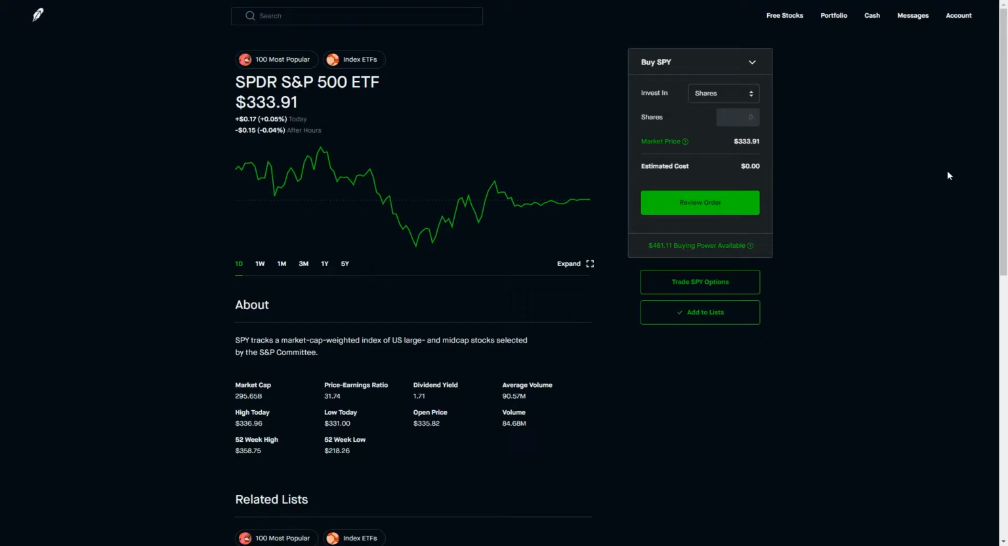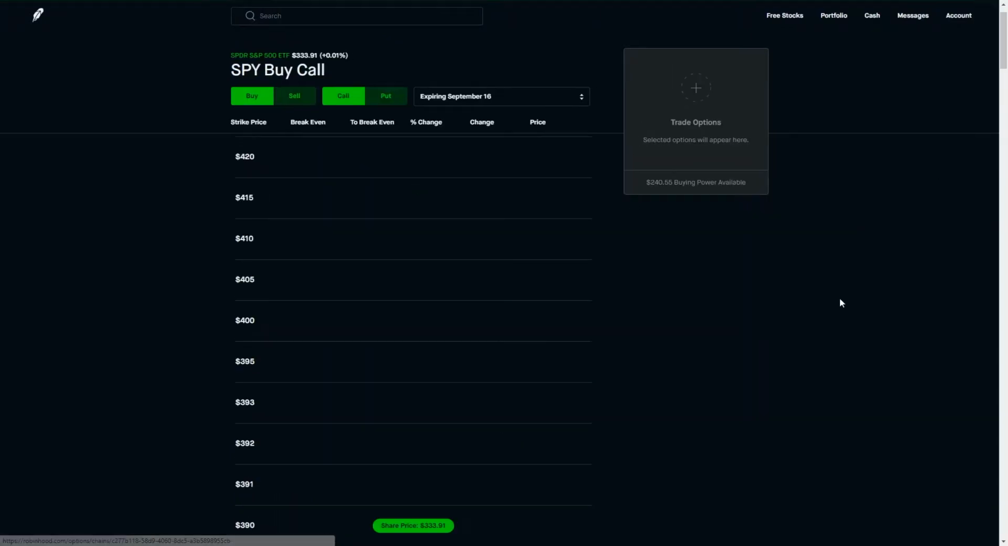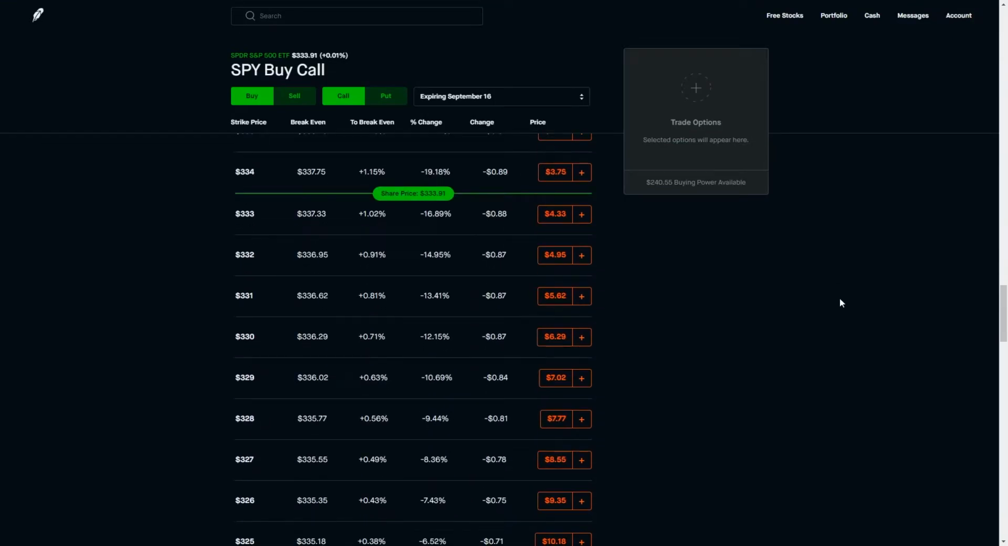Alright, so you would want to open up a debit spread if you think a stock is going to move in a certain direction, but you want to limit how much you can lose. Alright, so I'm going to be using SPY. So you'd want to click trade options. And let's say I want to buy a call debit spread because I believe SPY is going to go up.